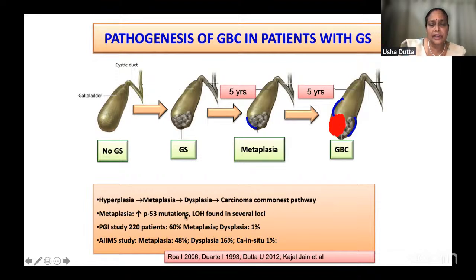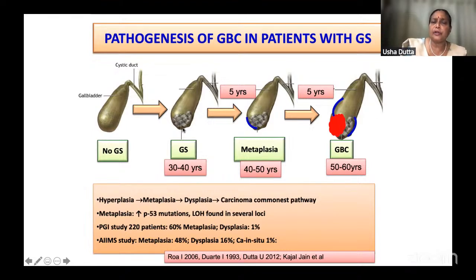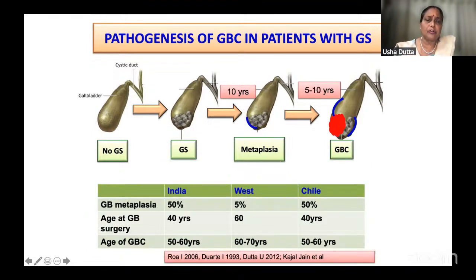And we found that 60% of ours had metaplasia. There's a study from AIIMS which showed that 48% had metaplasia, dysplasia in 16% and carcinoma in 1%. They had an older age group of patients. So we often see patients in the age of 50 to 60 years, but if you go back in time, for 10 years minimum, they must have been harboring the metaplasia. And if we catch them at that time, we may be better off.